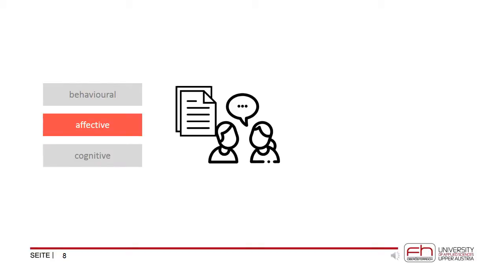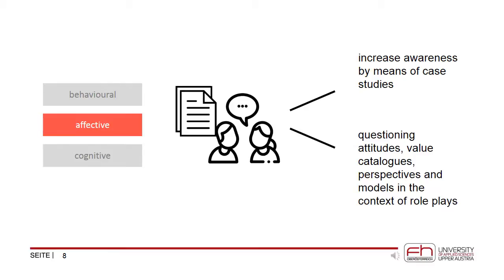Students will then be trained in the affective dimension, so to say, they gain an increased awareness of social diversity and its consequences by means of case studies and critical incidents. Here, the focus is primarily on entrenched attitudes, value catalogs, perceptual perspectives, predictive models that are deeply rooted in one's own societal culture and which come to the fore and can be questioned in role plays. In doing so, students should be made aware of the importance of ambiguity tolerance and frustration tolerance.